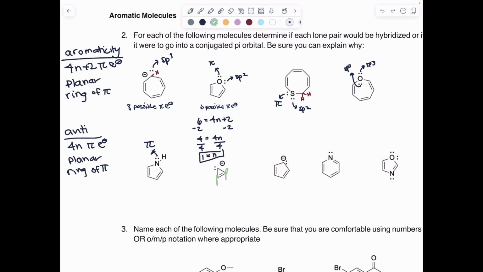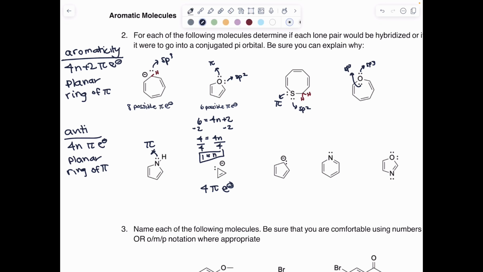So I'm going to draw in the pi orbitals on either side of the double bond, and there's a potential that that lone pair also is in a pi orbital, but that would mean that we have 4 total pi electrons, which meets the rules for anti-aromaticity, which we know is unstable. I still think it's helpful to go through the math on this, so I'm going to set 4 electrons equal to 4n and solve for n. In this case, n is a whole number integer, which means that this meets the rules for anti-aromaticity.